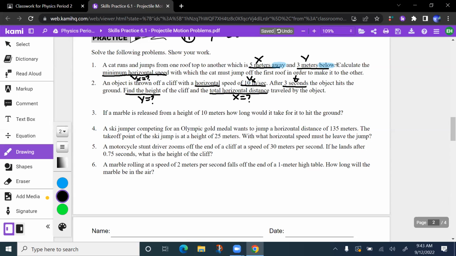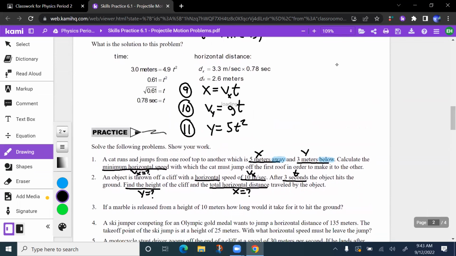Therefore, you're going to need 2 equations. Now, to make this really easy, guys, you're looking for x and you're looking for y. So the 2 equations I'm going to use would be this one that has x in it and this one that has y in it.